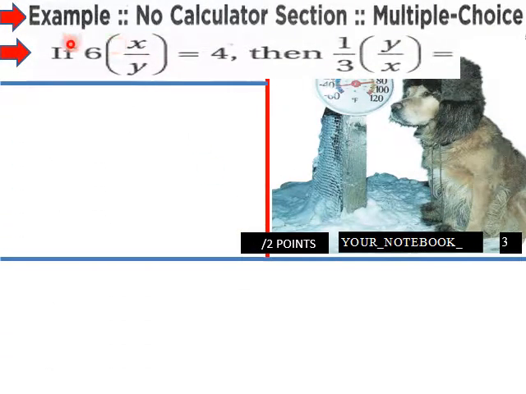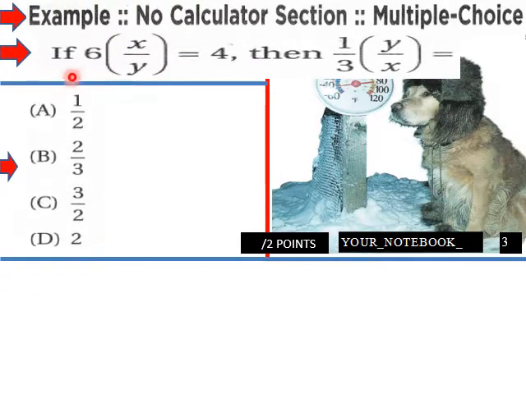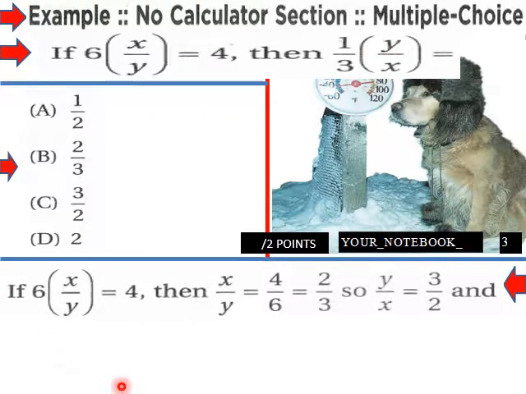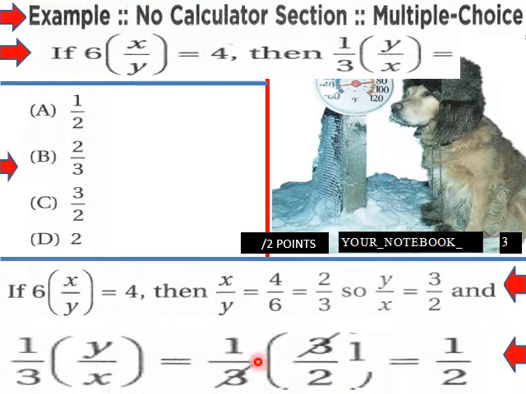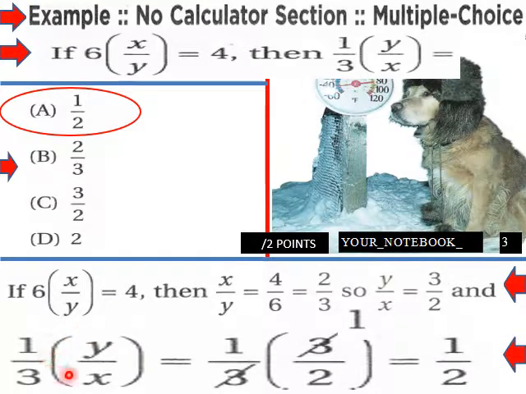Example, no calc section, multiple choice. If 6 times x over y equals 4, then 1/3 y over x equals what? So, we solve for that. So y over x equals 3 over 2, and 1/3 y over x equals 1/3 times 3 over 2 equals 1/2. So if 6 times x over y equals 4, then 1/3 of y over x equals 1/2.